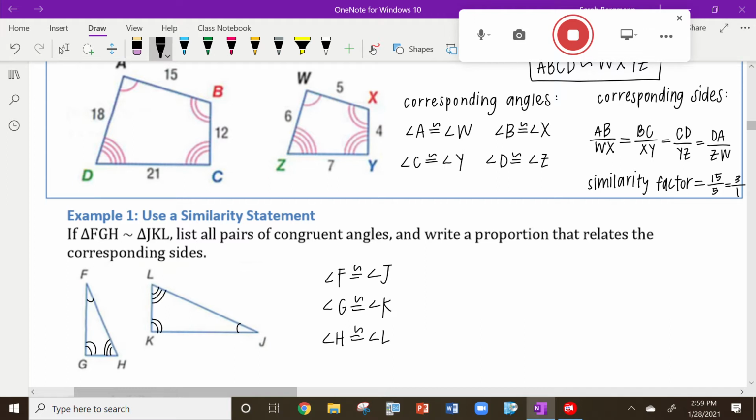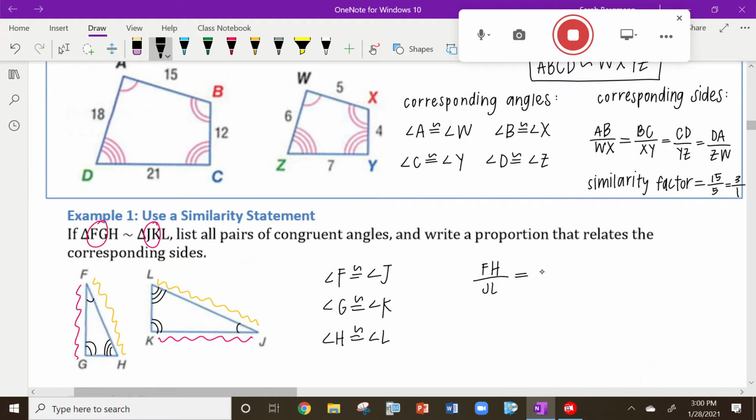Now let's talk about the sides. So if I look at these sides, from L to J corresponds to HF. What that means is I can write HF or FH over JL. That has to be in proportion to every other pair of corresponding sides. KJ is corresponding to GF.